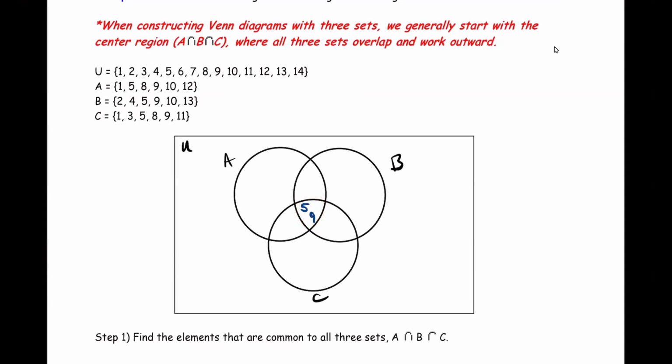All right, now we can move over to only the A and the B. What do A and B have in common besides 5 and 9?